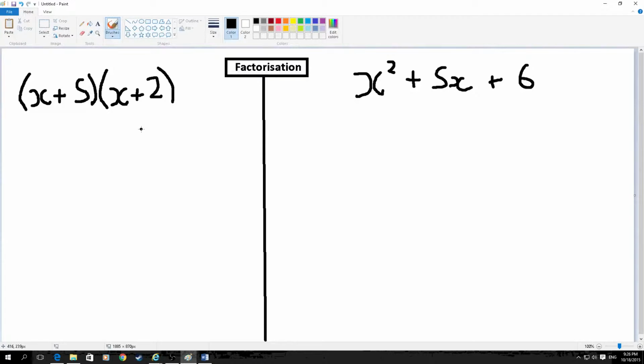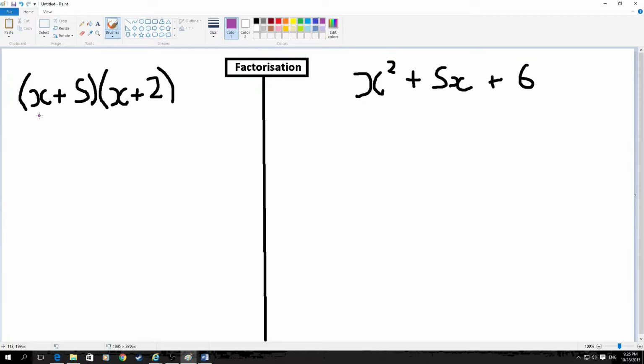How's it going, guys? So today I'm going to show you how to factorize. I'm going to show you the base stages first, and then later on when x has a number in front of it. So to start off, on the left hand side, the pink side.